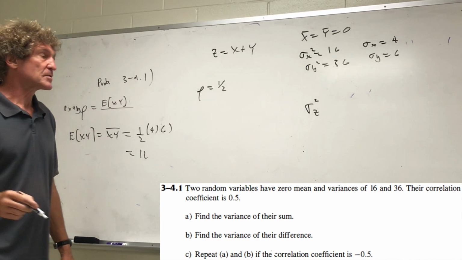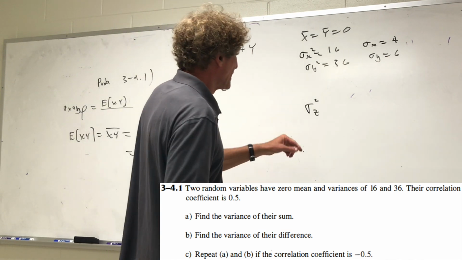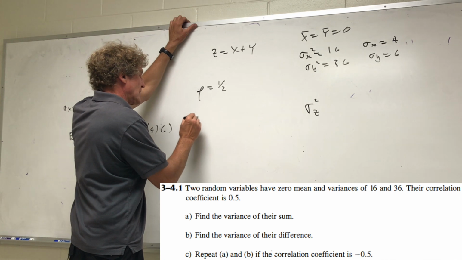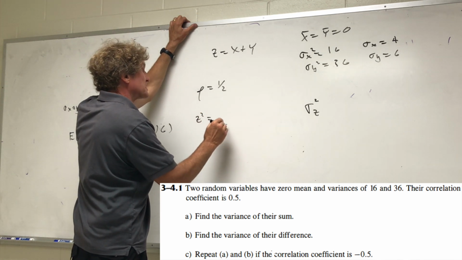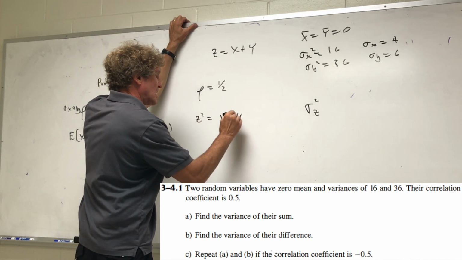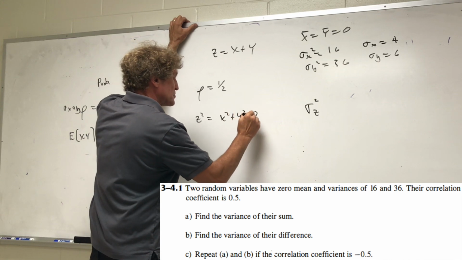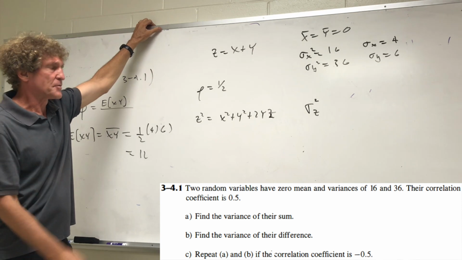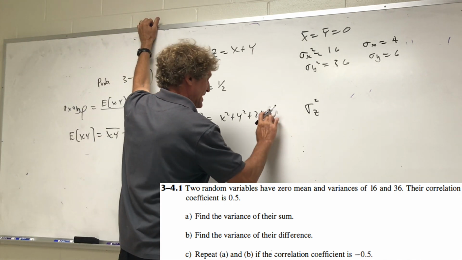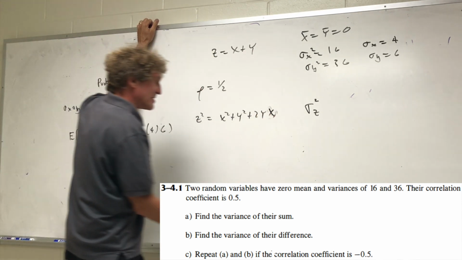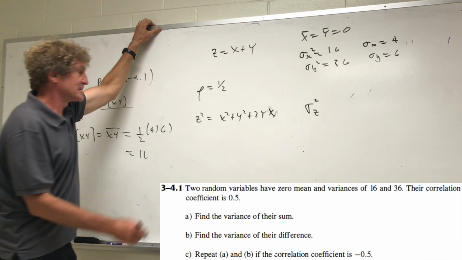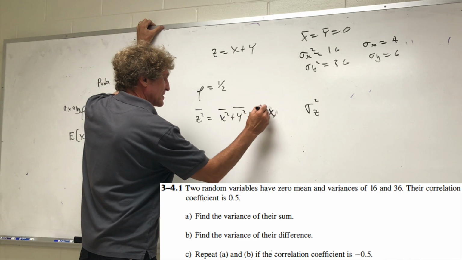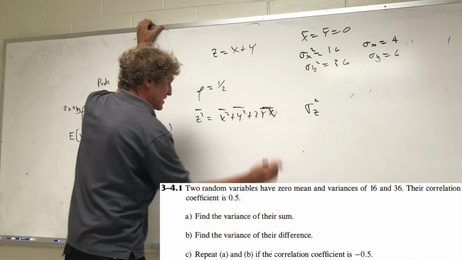Okay, now for sigma z squared. First, I better do this. Z squared, just z squared itself, is equal to x squared plus y squared plus 2yx. And I hope everybody sees that without any problem. Now I'm going to go ahead and just do this, and then over this. Okay.